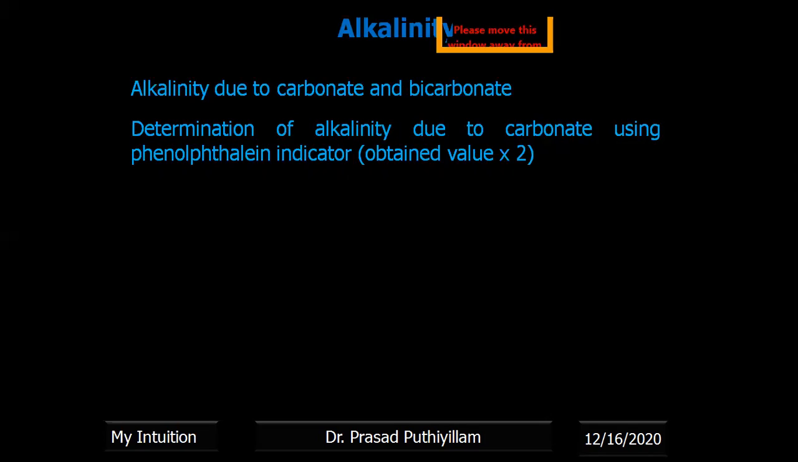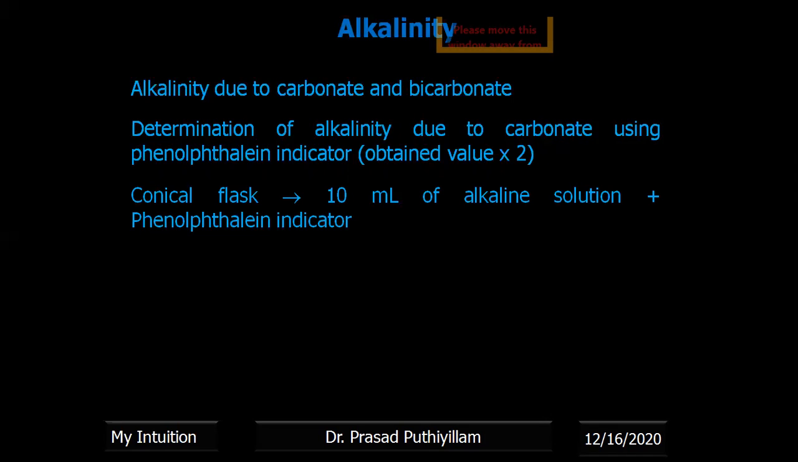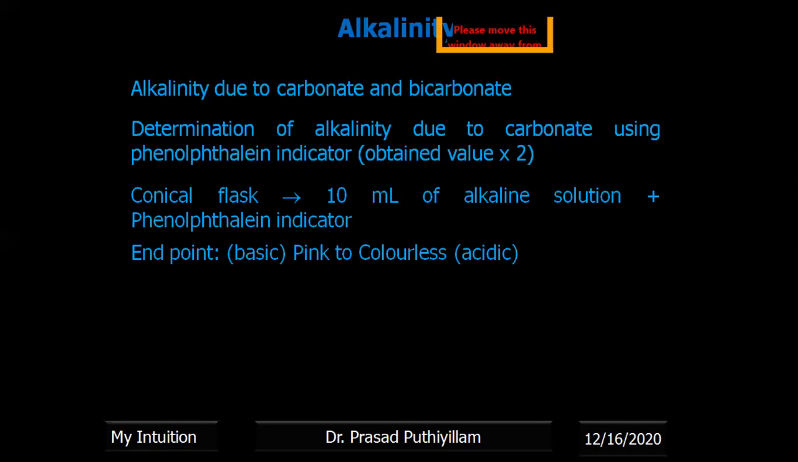Using phenolphthalein indicator, whatever value is obtained, we will get only the carbonate conversion to bicarbonate. The converted bicarbonate's alkalinity we cannot find out. Therefore, whatever value obtained should be multiplied by 2. In a conical flask, we will take 10 ml of alkaline solution plus phenolphthalein indicator. The endpoint, the color change from basic to acidic, is pink to colorless with phenolphthalein indicator.